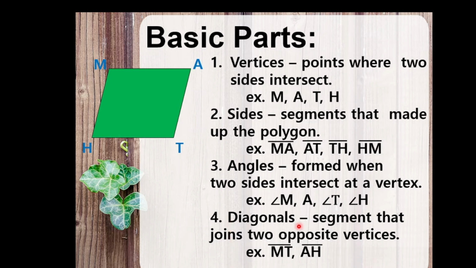Next are the diagonals. A quadrilateral has 2 diagonals. These are the segments that join opposite vertices. So point M and point T, if we join them, we form diagonal MT. Using point H and point A, if we connect them, we form the diagonal AH. So take note, there are 4 basic parts of a quadrilateral: vertices, sides, angles, and diagonals.